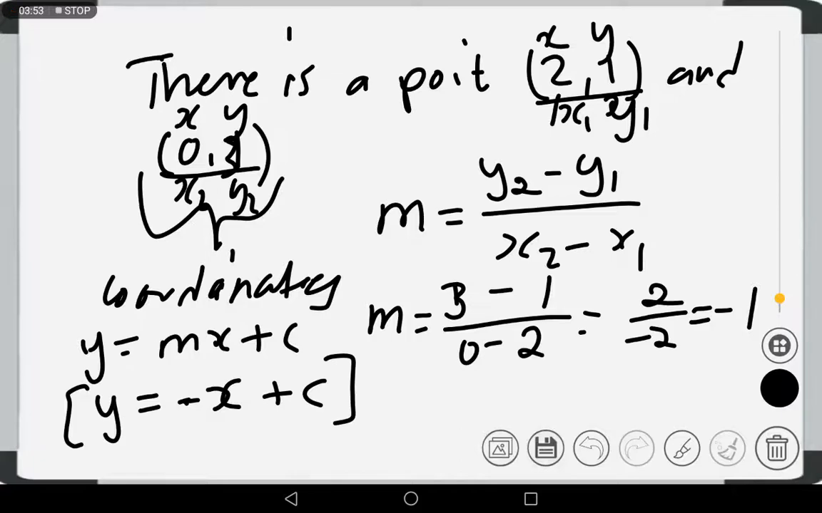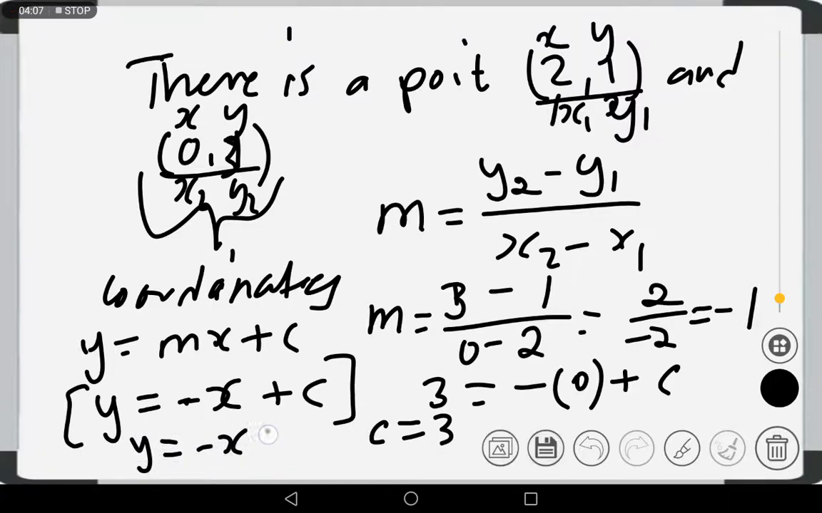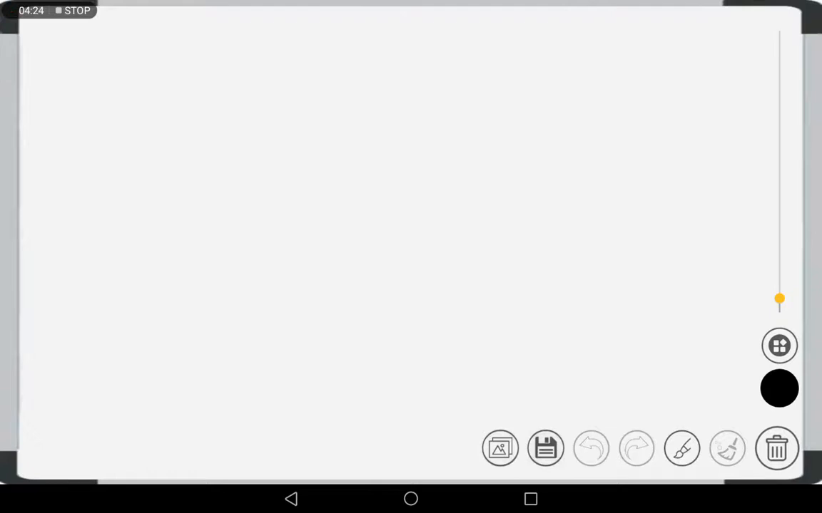So my y is going to be 3 equals to minus, in brackets, my x which is 0, plus c. So you can see that c equals to 3. Then when you write this equation now, you're going to say y equals to minus x plus 3. So this is the equation of a straight line. Now I have shown you how to write a straight line equation. So we obtain y equals to minus x plus 3, which is our equation.